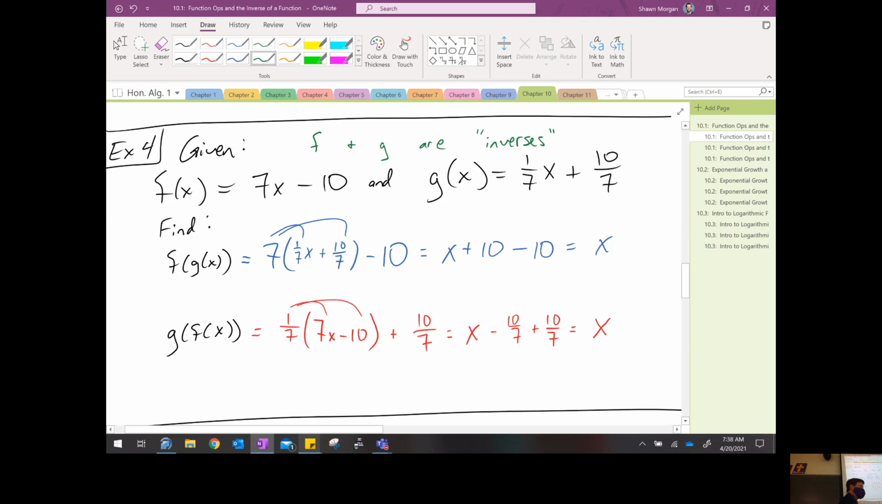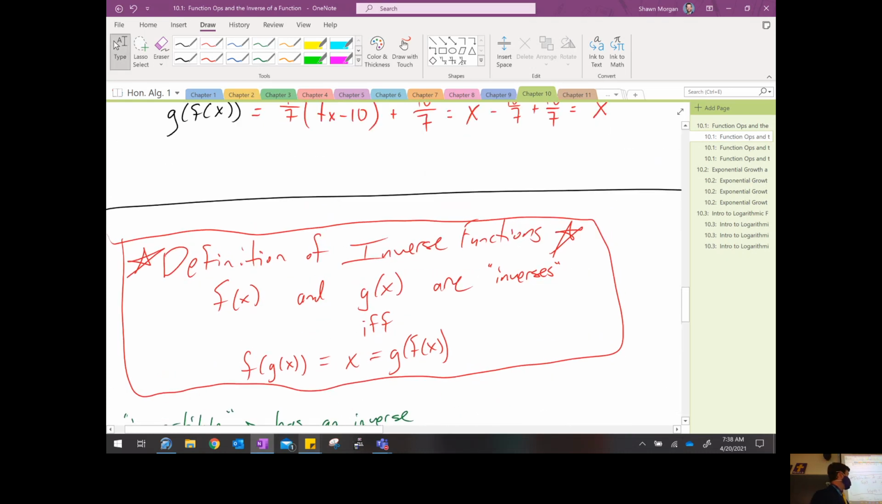In other words, if I put f inside of g, it cancels out all the operations and you're left with just x. If I put g inside of f, similarly, everything boils down, everything cancels out. These functions are known as inverses. And in fact, what I've got in this red box right here is called the definition of inverse functions. If that phenomenon happens, what we just saw, then those two functions are inverses. And if those two functions are inverses, then we are guaranteed that that phenomenon will occur. It's an if and only if statement.